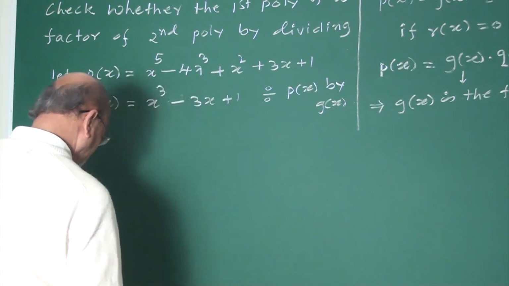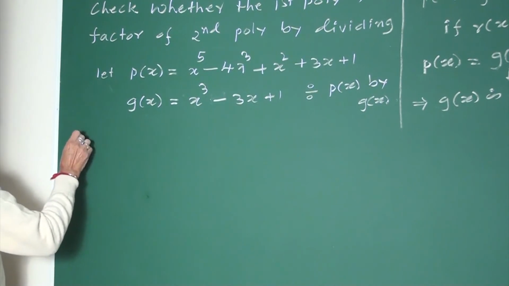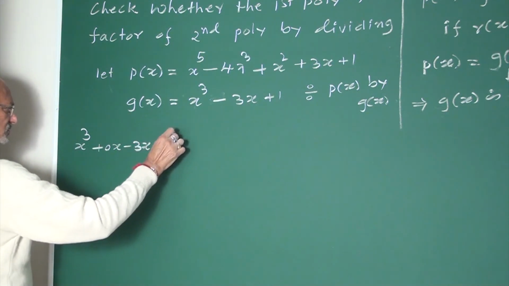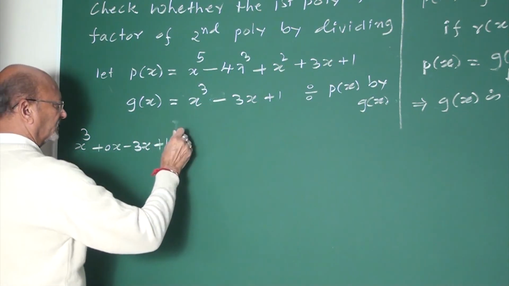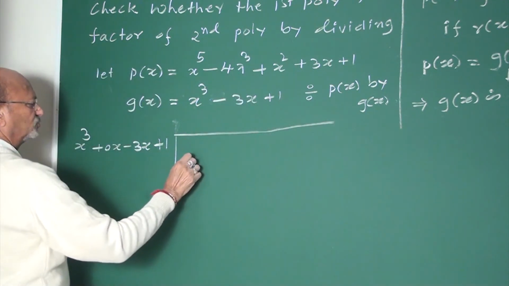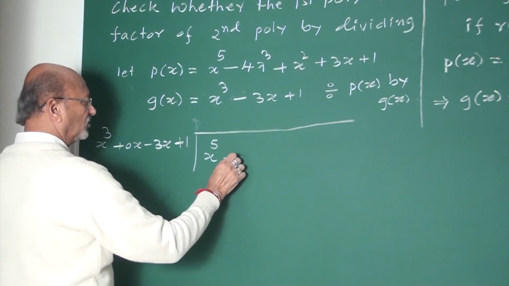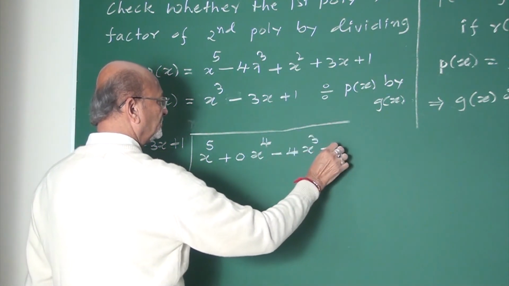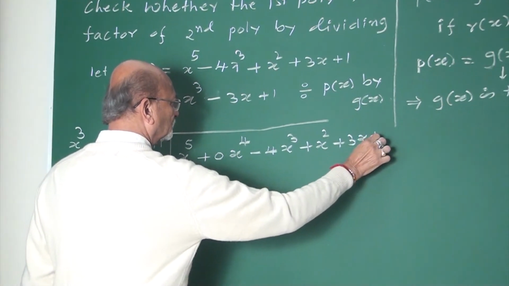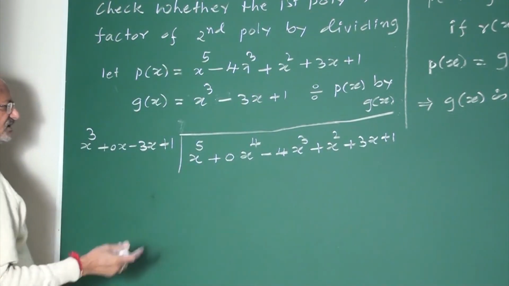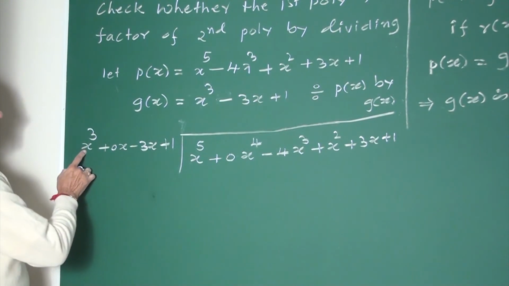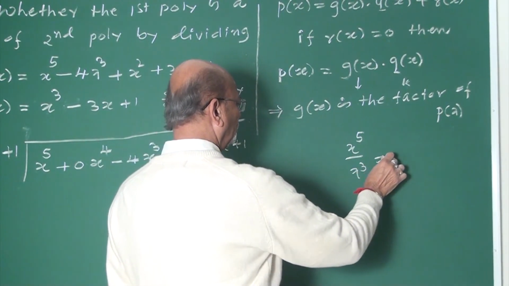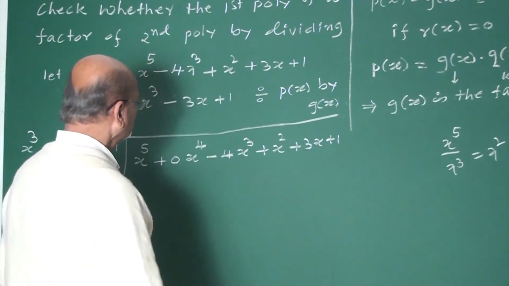Yes, friend, what is gx? x cube plus 0 into x, as x square is not here, minus 3x plus 1. I write here x to the power 5, no x to the power 4 term, so a 0, next is the x cube term, next is the x square term, next is the x term plus constant. The method is the same. You are dividing x to the power 5 by x cube, simplifying, x square. You write that x square here.